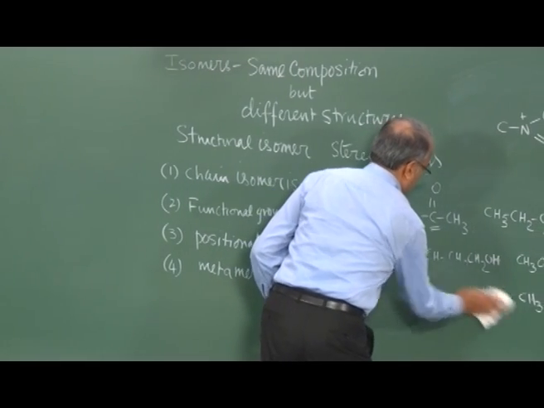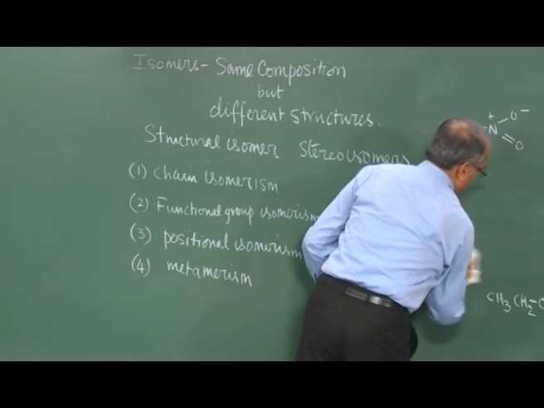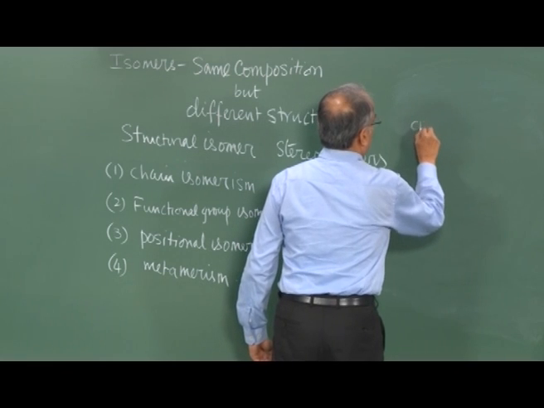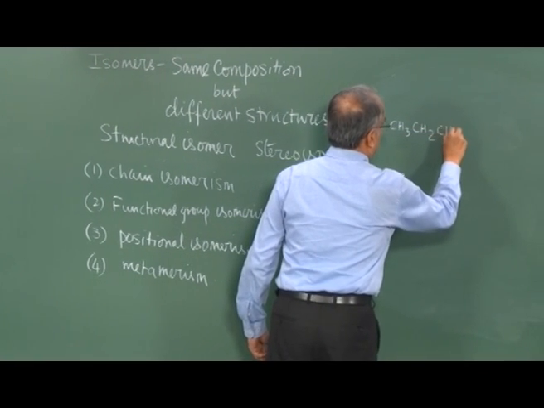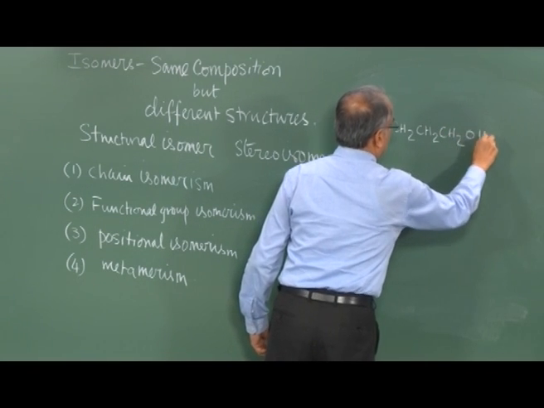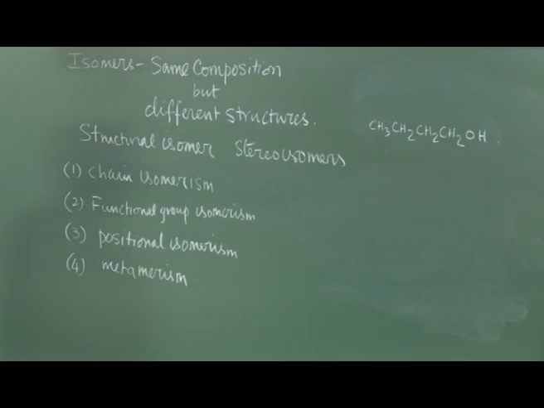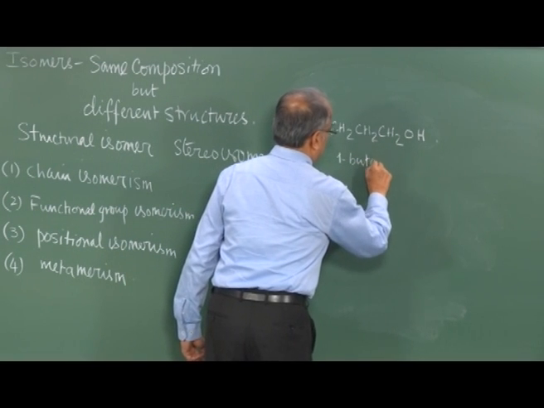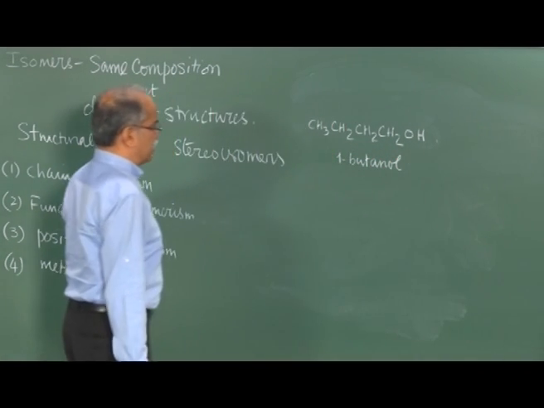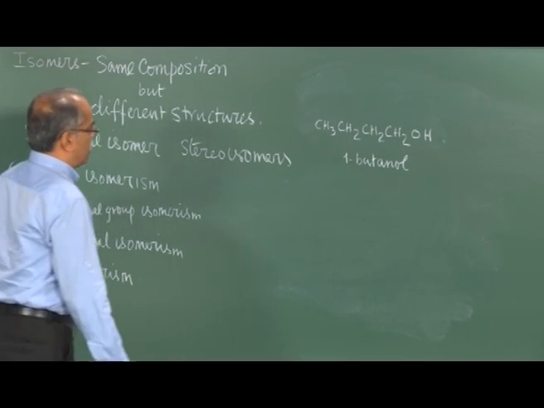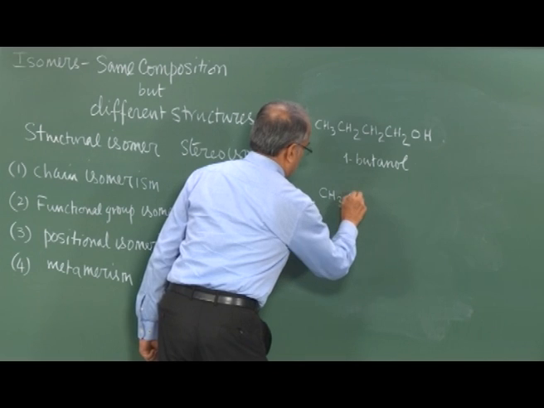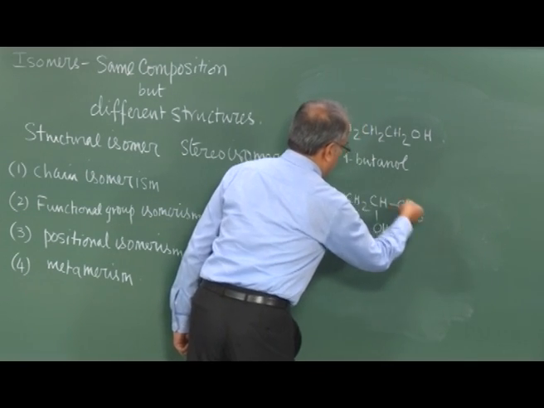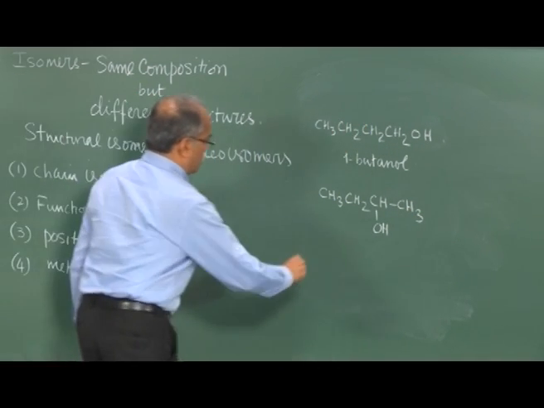Then you can have positional isomers. This can be easily illustrated by taking a compound having a functional group in different positions. Let us take the example of butanol. This is 1-butanol, or butan-1-ol is the IUPAC name that one can write. The functional group can also be present anywhere in the carbon chain. In this particular case, the functional group is shifted to the interior carbon. So, this would correspond to 2-butanol.